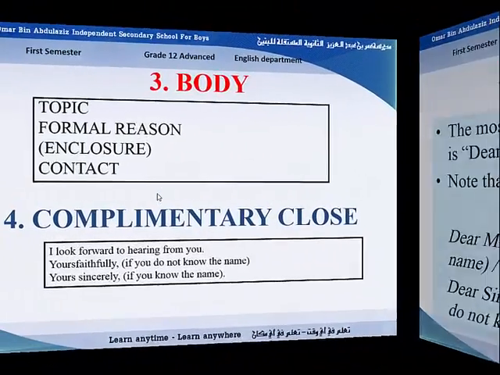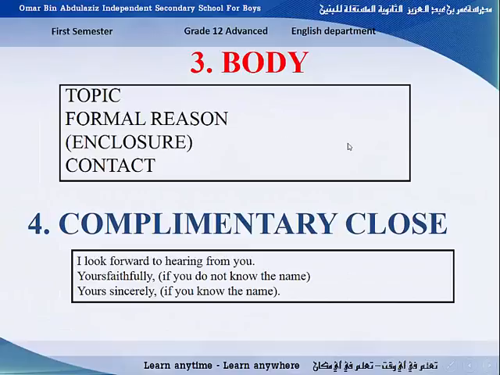Now have a look at this. We got here the topic, the formal reason, enclosure, contact, complementary clause. If you are ending this letter, the formal letter I mean, you got to say, I look forward to hearing from you, or yours faithfully, if you don't know the name, or yours sincerely, if you know the name. In any case, you got to end your letter with yours faithfully or yours sincerely.